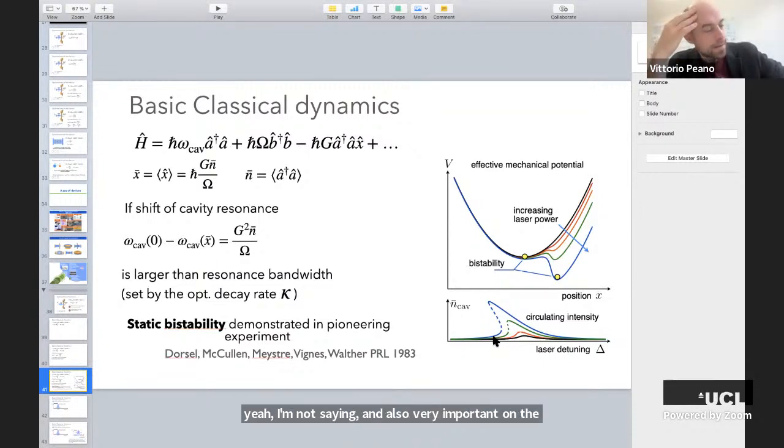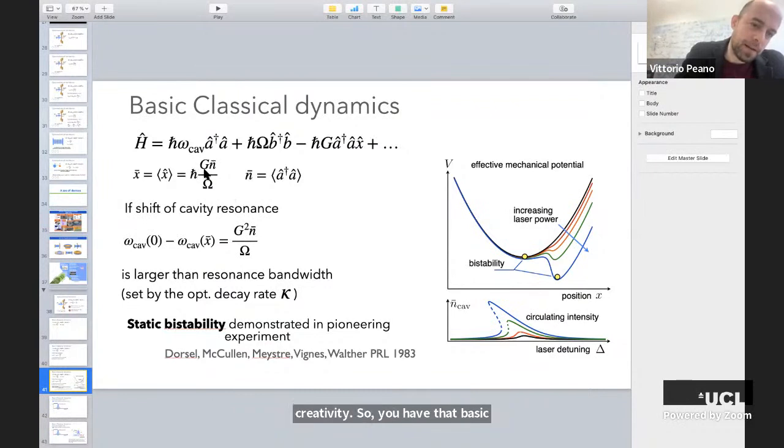So the idea is that there is a very simple formula for the quantum cooperativity. Maybe the simpler way to say it, I really need that I have a typical back action of the cavity on the mechanics, a typical scale rate, which is proportional to the interaction squared divided by the optical decay rate.